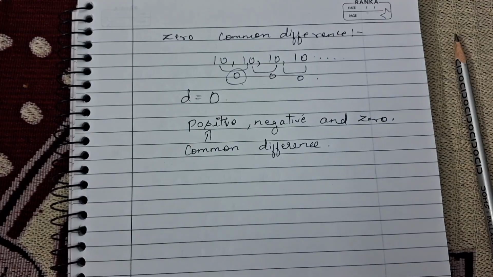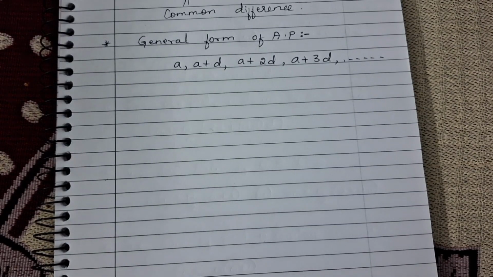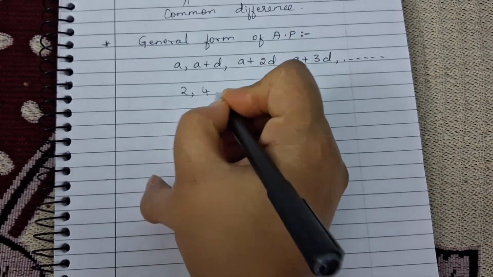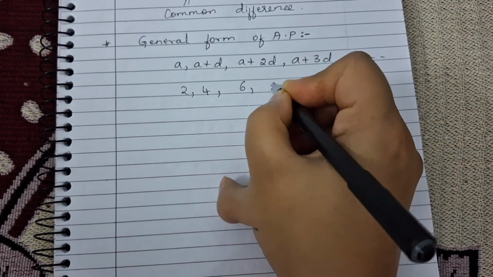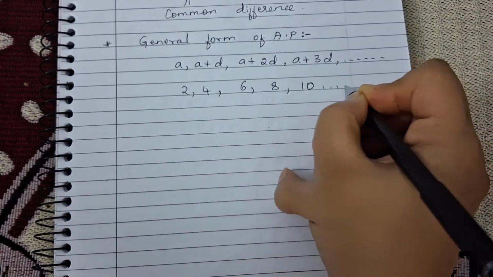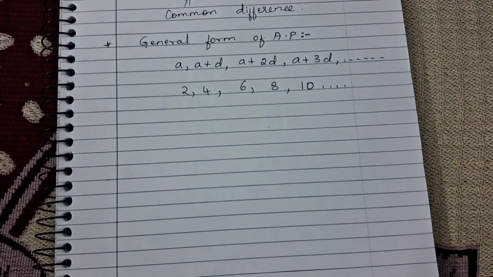Common difference. Now here again we have that general form of AP. The general form of AP is a, a plus d, a plus 2d, a plus 3d. How are we going to find out that it is a plus d, a plus 2d, a plus 3d in an AP? For example, let me take 2, 4, 6, 8 and 10.